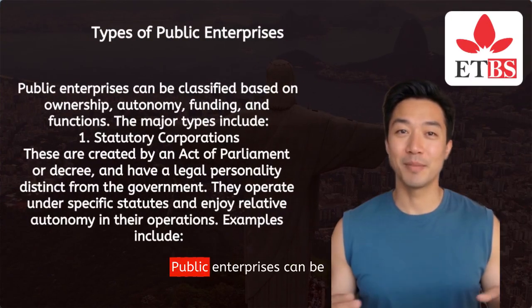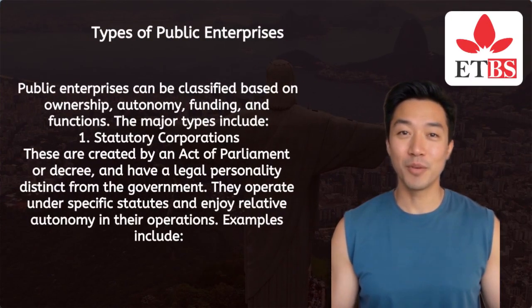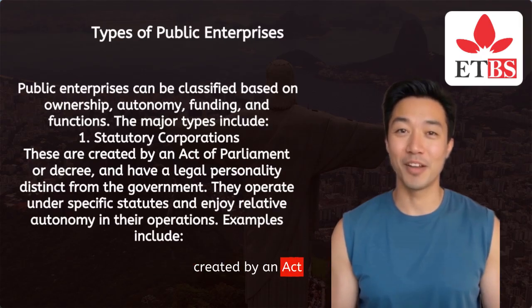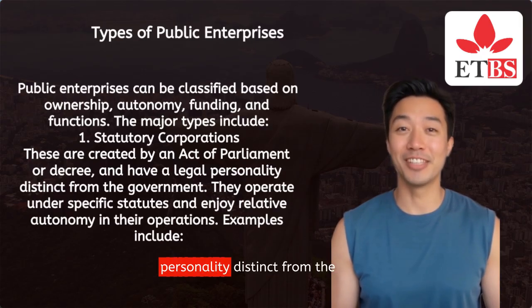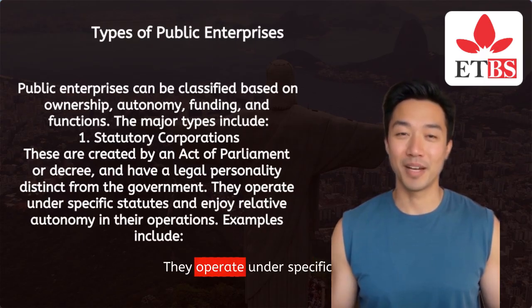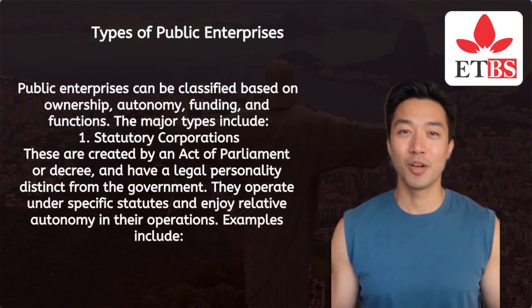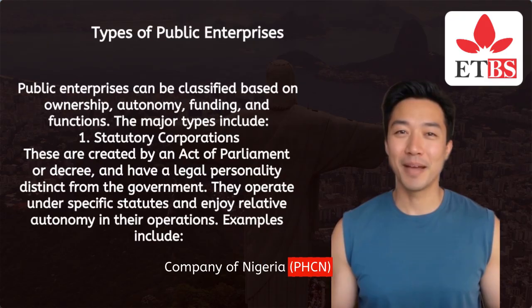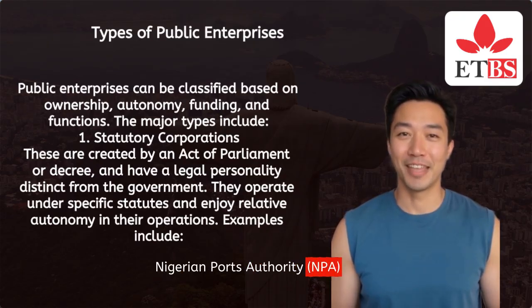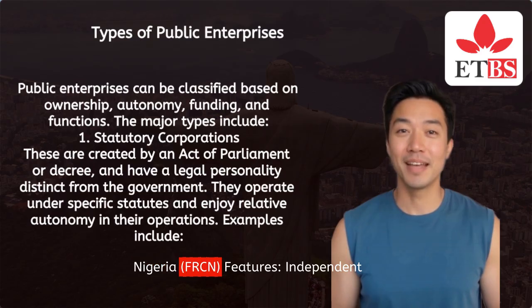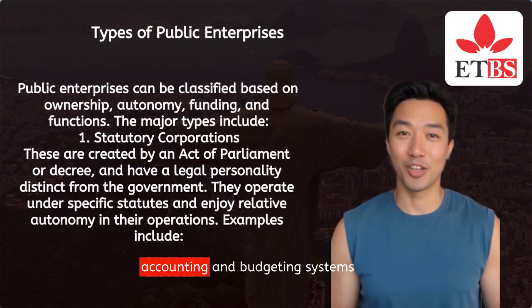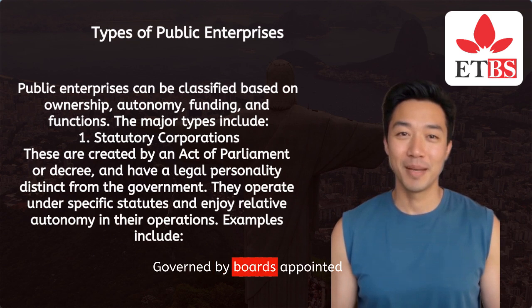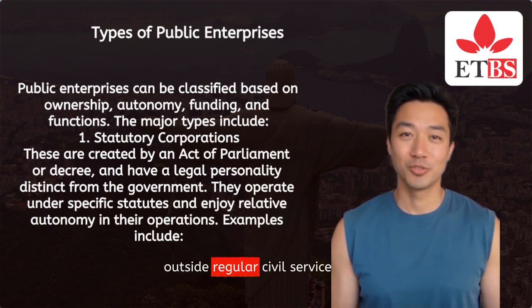Types of public enterprise. Public enterprises can be classified based on ownership, autonomy, funding, and functions. The major types include: 1. Statutory corporations. These are created by an act of parliament or decree, and have a legal personality distinct from the government. They operate under specific statutes and enjoy relative autonomy in their operations. Examples include Power Holding Company of Nigeria, PHCN, Nigerian Ports Authority, NPA, and Federal Radio Corporation of Nigeria, FRCN. They feature independent accounting and budgeting systems, are governed by boards appointed by the government, and operate outside regular civil service rules.